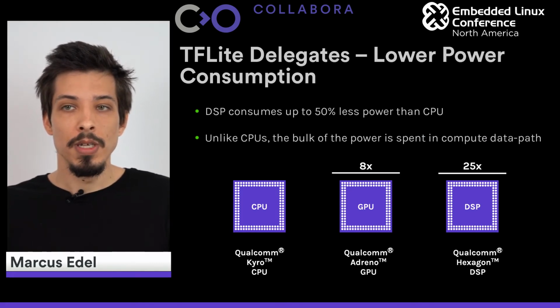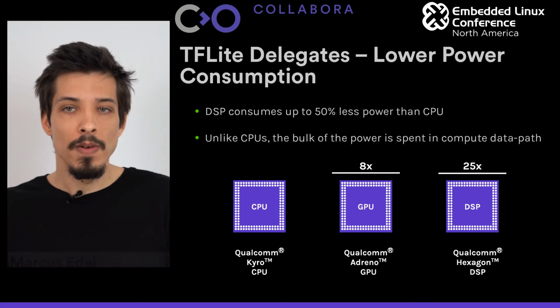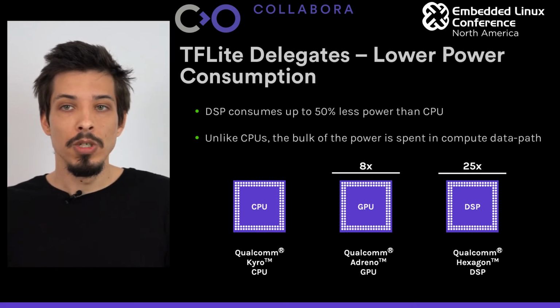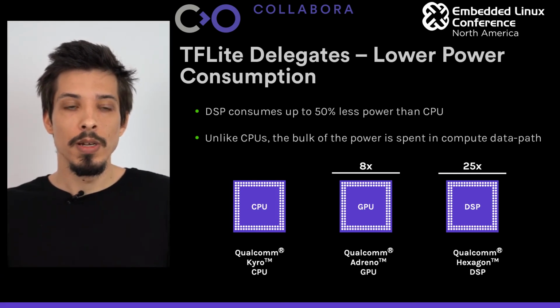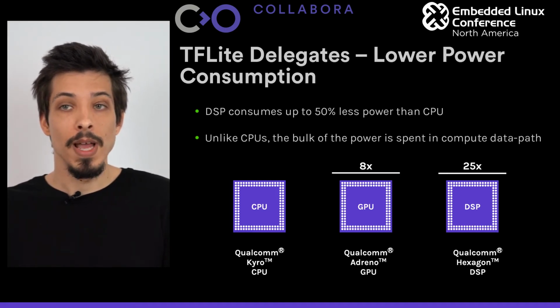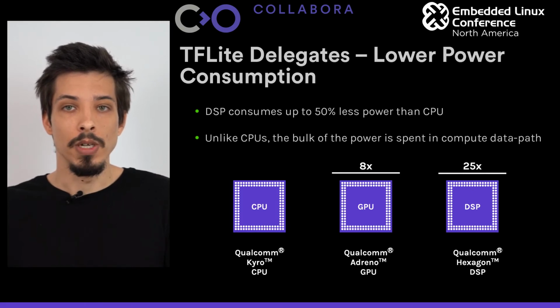A good example here is a DSP, which is often meant for applications such as multimedia and communications, which inherently require less power consumption. So when we used the DSP for inference, we saw up to 50% less power, which is what we observed when we tested the Qualcomm Hexagon DSP to run inference.